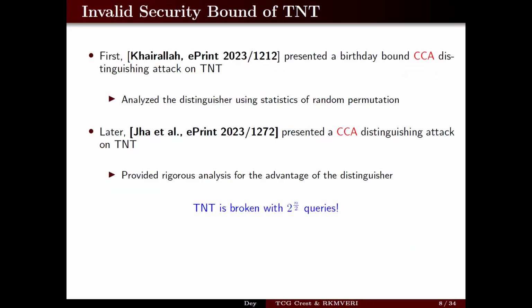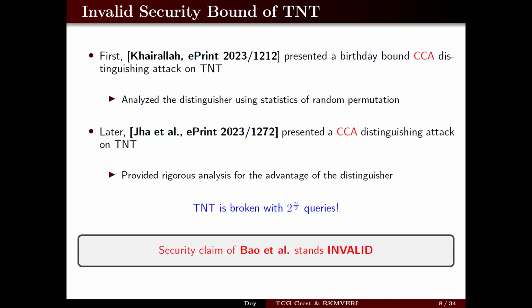Interestingly, Khairallah has archived a paper on 3-round cascading LRW1. In that paper, he has presented a birthday bound CCA distinguishing attack on the TNT construction. And recently, Jha et al. have also presented a CCA distinguishing attack on this construction. These two papers differ only in the analysis of the distinguisher, but the claim is the same. Their claim is that TNT cannot be secure with birthday bound queries. So the security claim of Bao et al. now stands invalid.